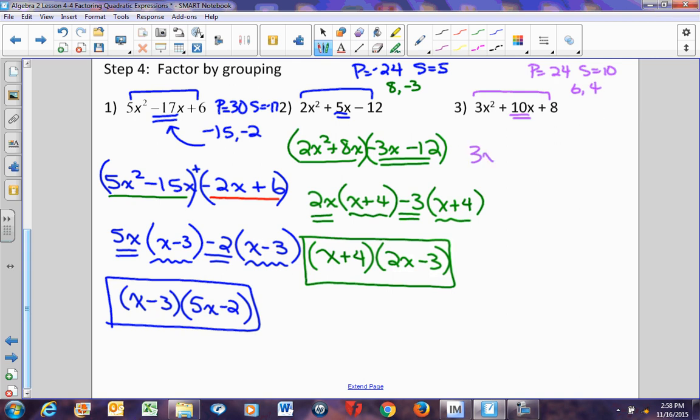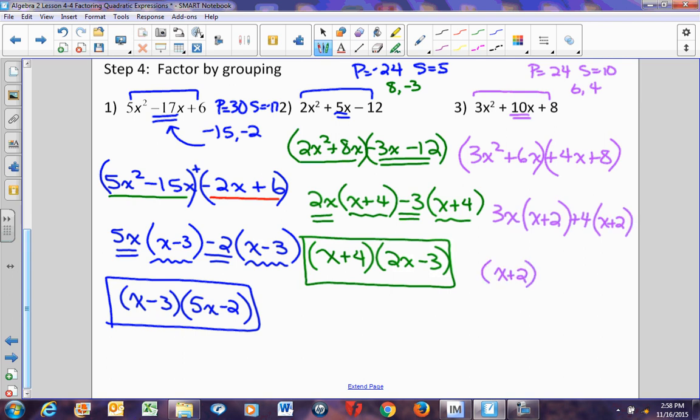So 3x squared plus 6x plus 4x plus 8. Group first 2, last 2. I can take a 3x out of my first term, and I'm left with x plus 2. Out of my second term, I can take out a 4, and I'm left with x plus 2. So my common term is x plus 2, and I'm left with 3x plus 4.